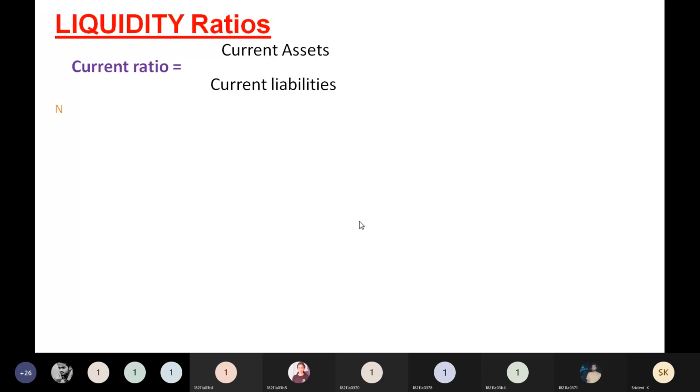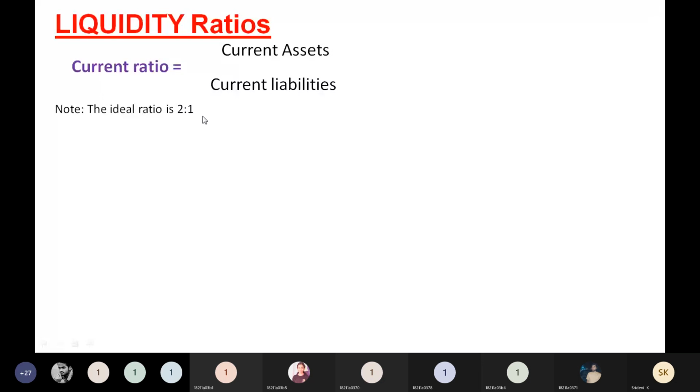Here the division is missing. So when you calculate this ratio, you will be getting a particular result, no? That result should be minimum 2:1. This is an ideal ratio, we will call it 2:1. This is a good ratio of current assets and current liabilities.